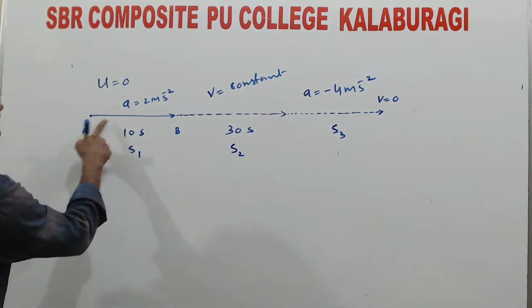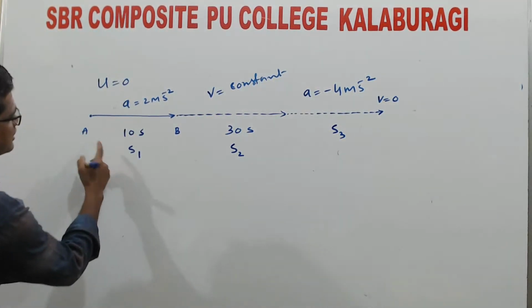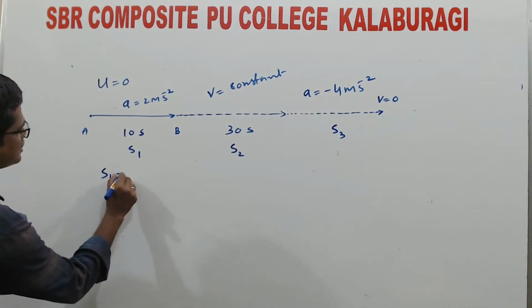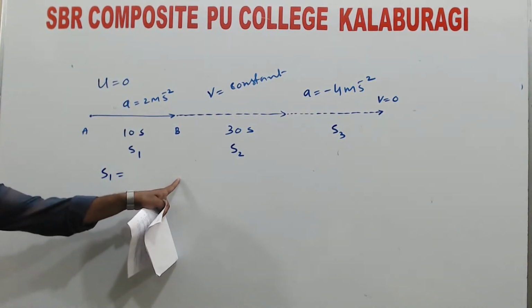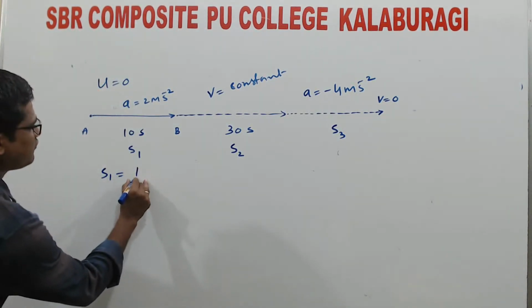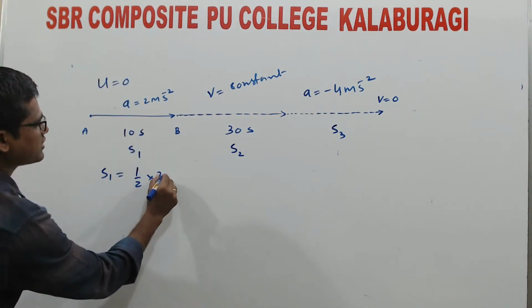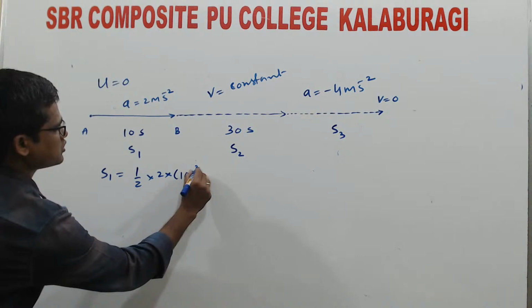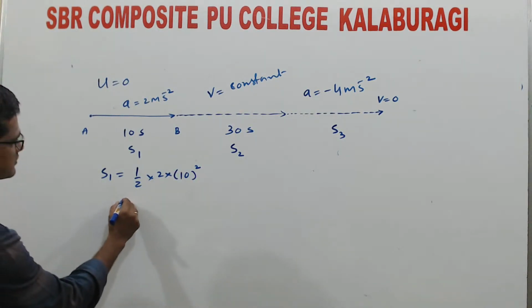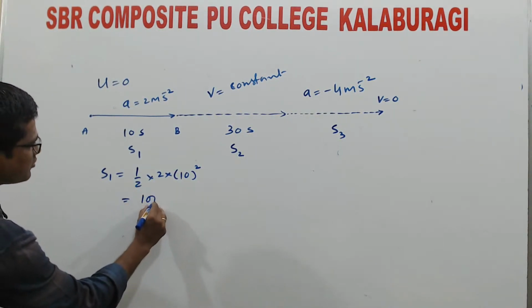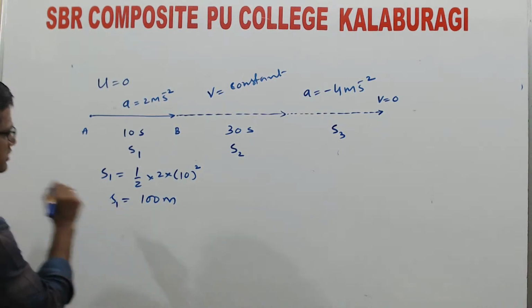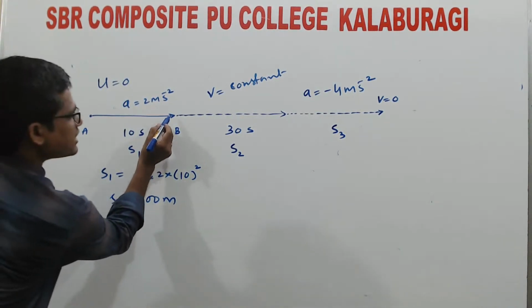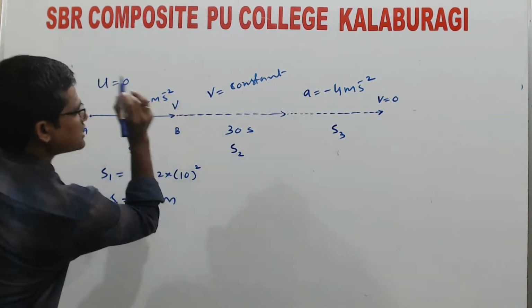Now let's find S1. How will you find S1? You can use S1 equals ut plus half at square. U is 0, half. A is what? 2 here. T square, here to here, what is time? 10 square. You will get S1. The 2 cancels. It will be 100. S1 is 100. Now by the time it reaches here, what is the final velocity? You find it.